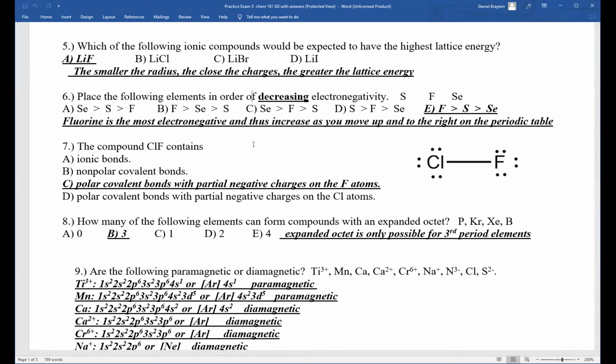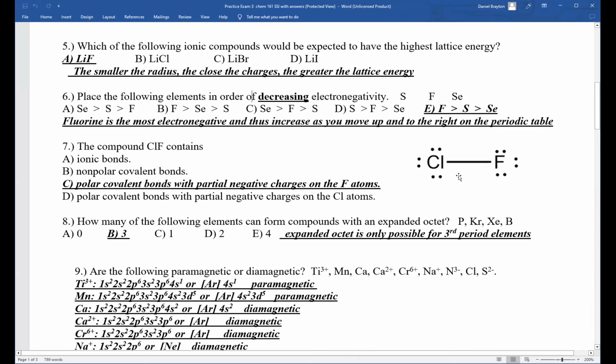Question 7, there's a compound, ClF. It contains blank, and this picture wasn't there. So this is a good example for our tests, and for OChem people, where you'll have to go draw it yourself. In OChem, they'll evaluate the drawing. In here, we're obviously not doing that.